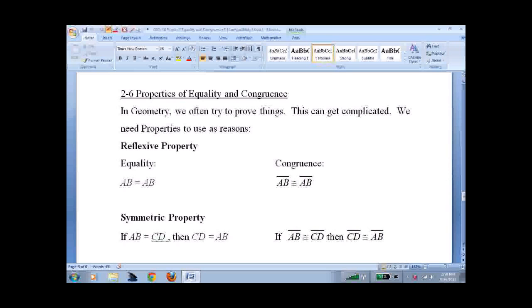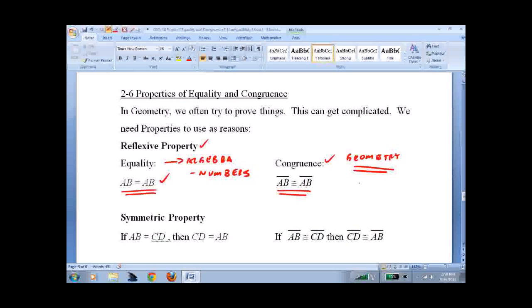So some of these reasons that we would use would be things like the reflexive property, which is incredibly silly sounding. It just means that something is either congruent to itself, if we're talking about geometry, or it equals itself if we're talking about algebra. And algebra talks about numbers being equal. Geometry talks about things being congruent.